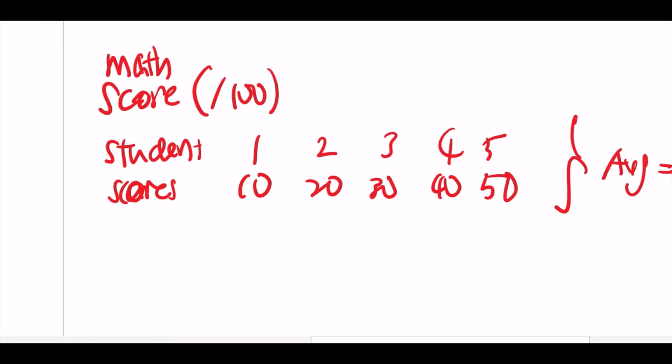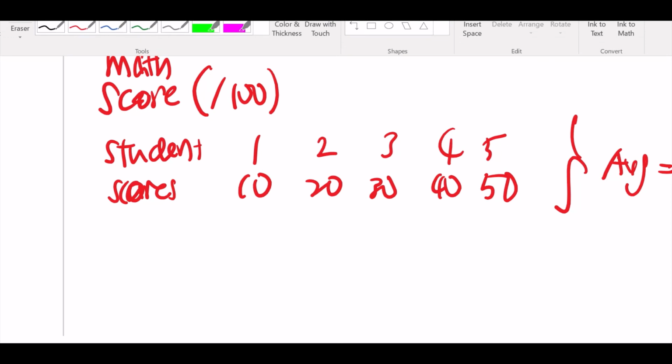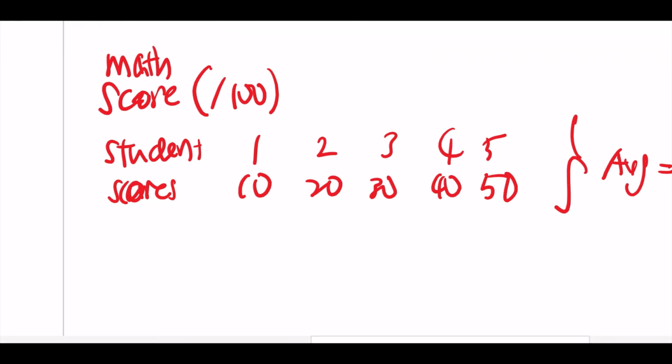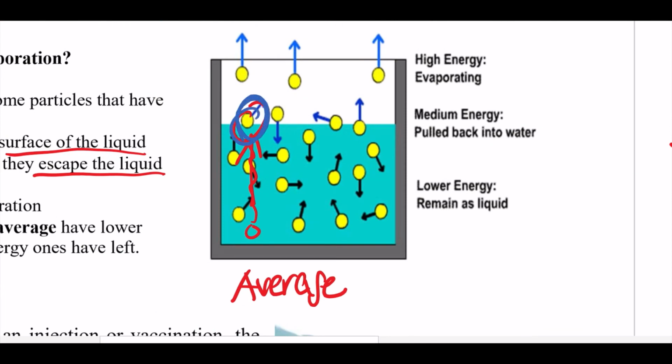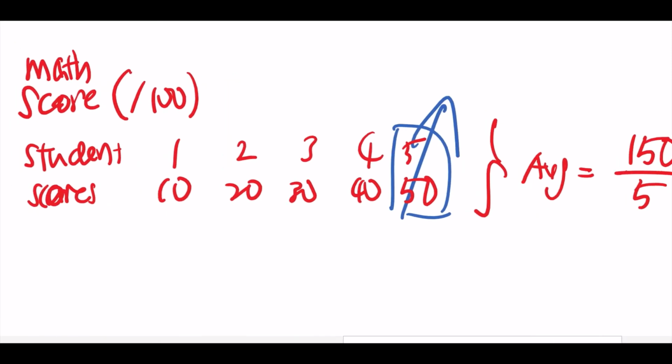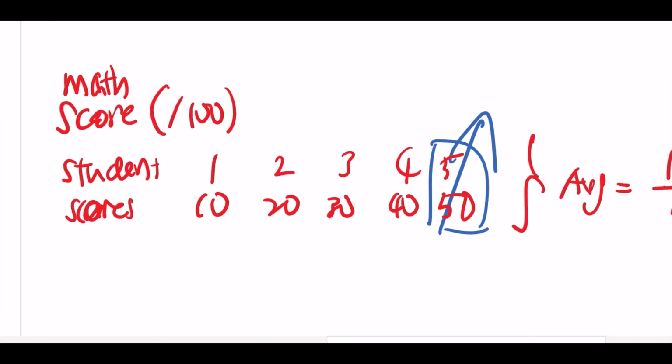Now, assuming that the teacher says the highest scoring student gets to be promoted to the next level, but the rest must retain or take the exam again. So student number 5, being the highest scorer, can get out, just like the higher energy particles, they can get out. So assume student number 5 with the highest score can get out of the class, or so-called evaporate off.